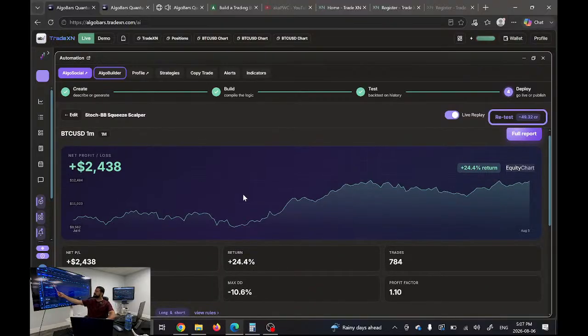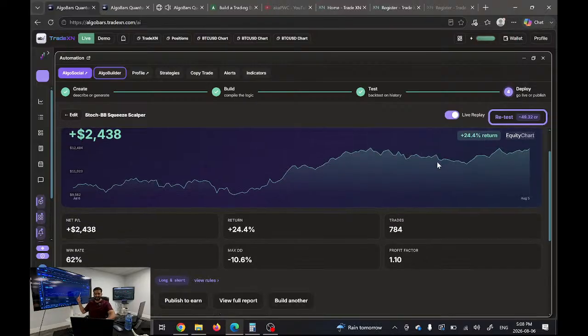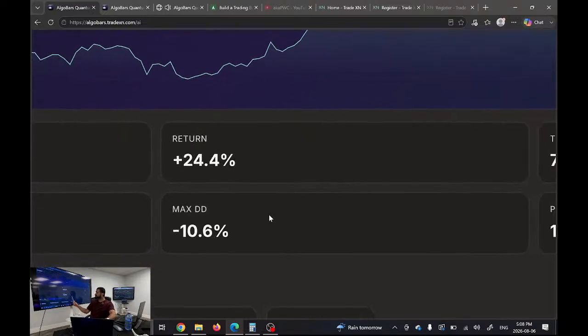Now, we just made the strategy on BTC. It tested on 1 month, and it gave us a 24% return. That's insane. Now remember, you need to account for your trading fees, all of that, but that's crazy. Now you can see right here, the max drawdown is only 10%.